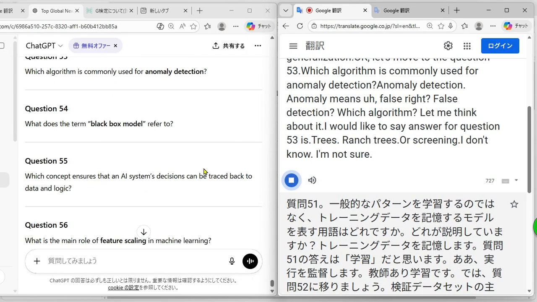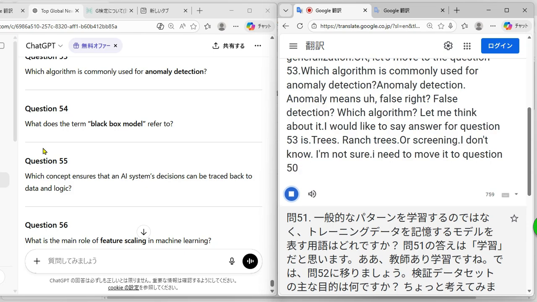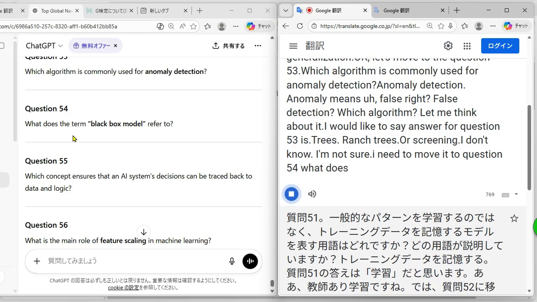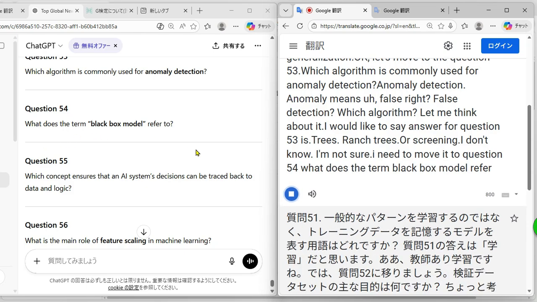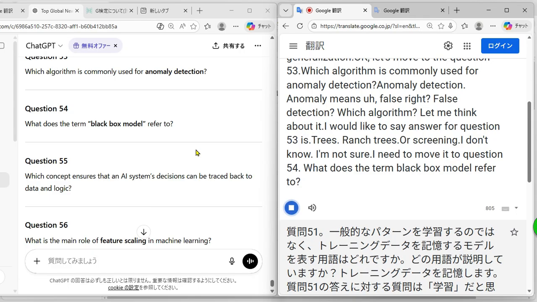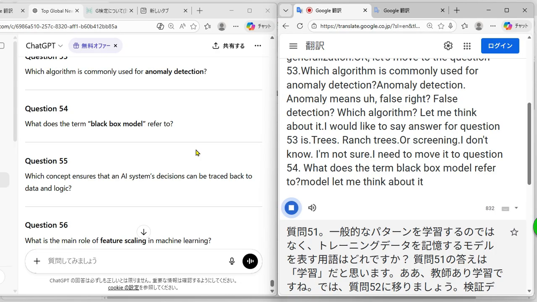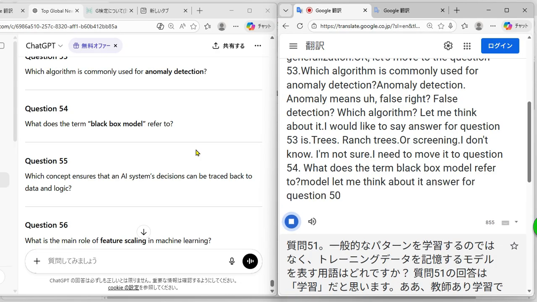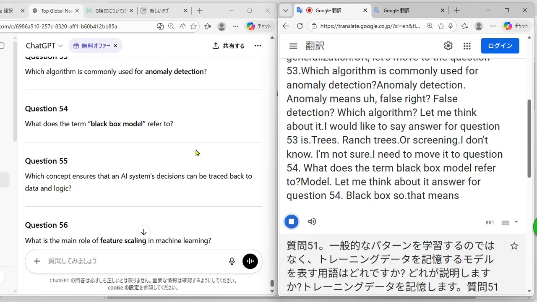Let's move to question 54. What does the term black box model refer to? Black box model. Let me think about it. Answer for question 54: black box. So that means lack of explainability.